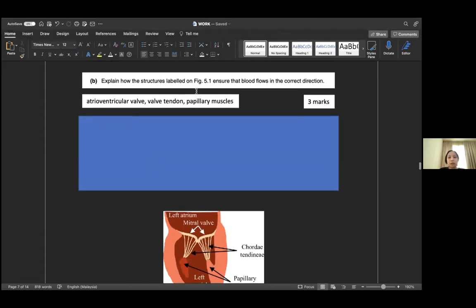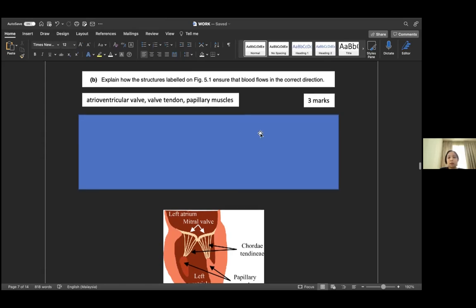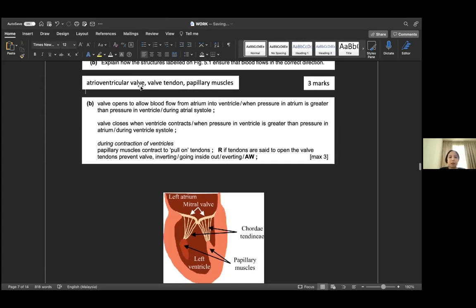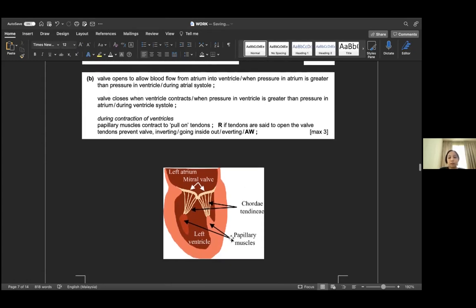Explain how the structures labeled on figure 5.1 ensure that blood flows in the correct direction. So the structures mentioned are the atrioventricular valve, valve tendon, and papillary muscles. Sara has mentioned it, so I'll just go through it very quickly. So I'll talk about the valve tendon and papillary muscles first.